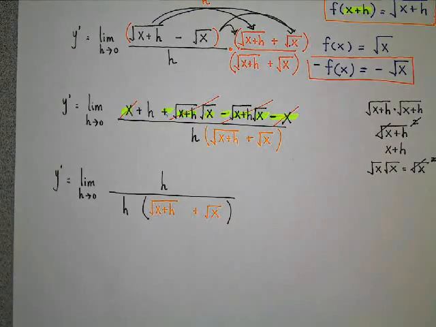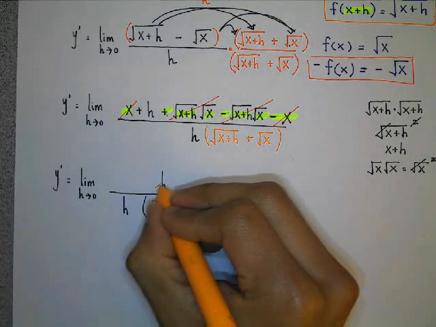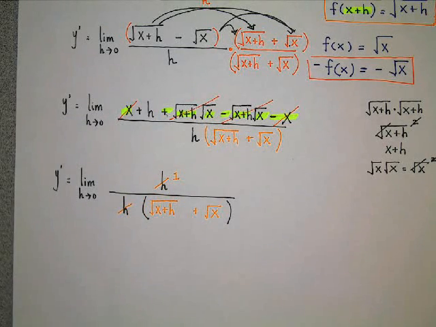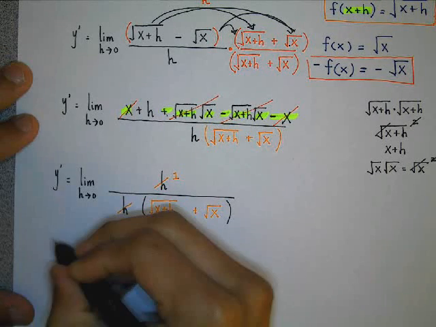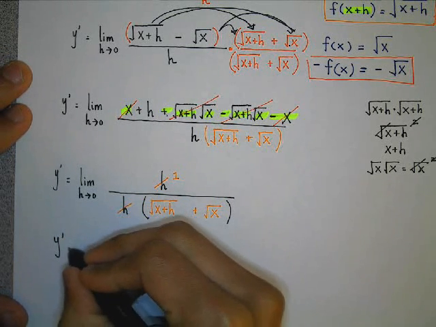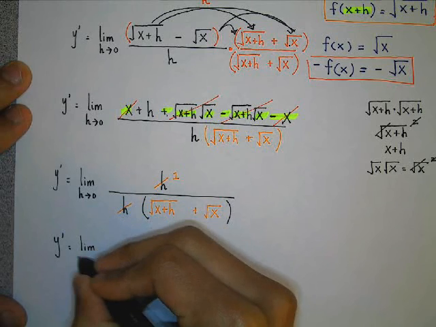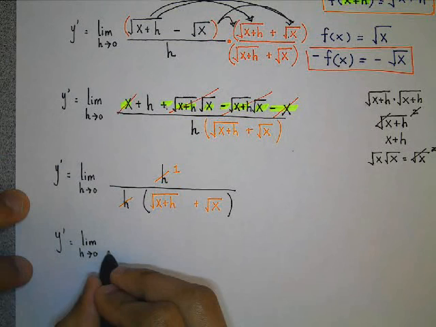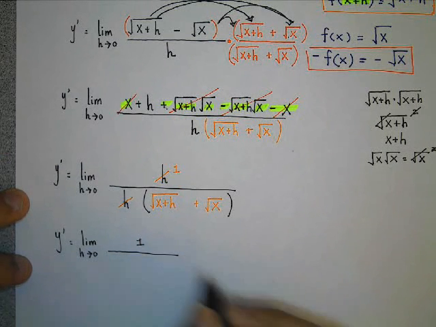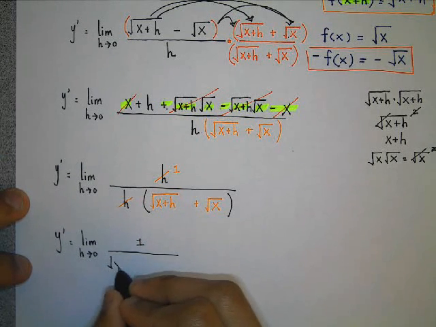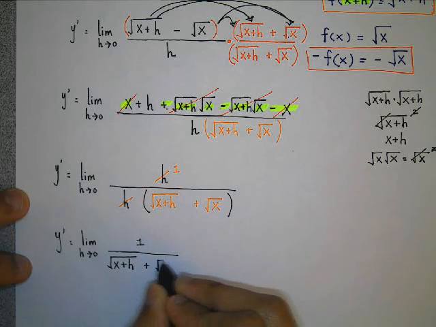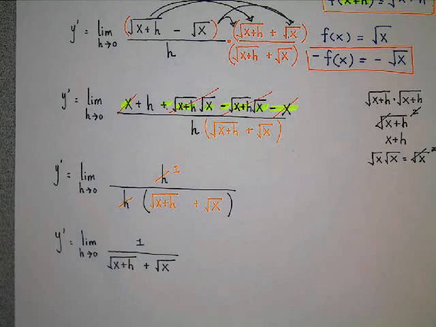All right. Now let's look at the numerator and denominator and ask ourselves if there's anything that we can cancel out. Well, it turns out that we can divide this out. It turns into a 1, right? So h divided by h is just 1. So y prime is equal to the limit as h approaches 0. And all that's left now in the numerator is 1. And the denominator, we just have left the square root of x plus h, plus the square root of x. And now we can evaluate the limit.